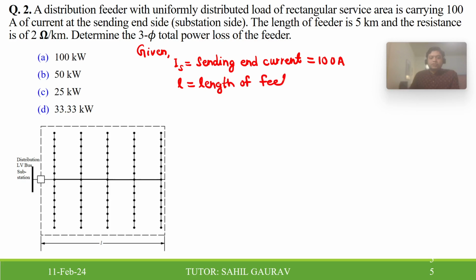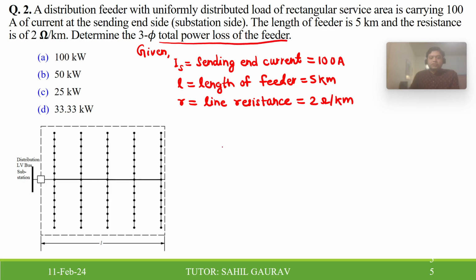Length of feeder is given as 5 kilometer, and resistance of line is given. Line resistance is given by 2 ohm per kilometer. In this case, we have to compute the total power loss of the feeder.